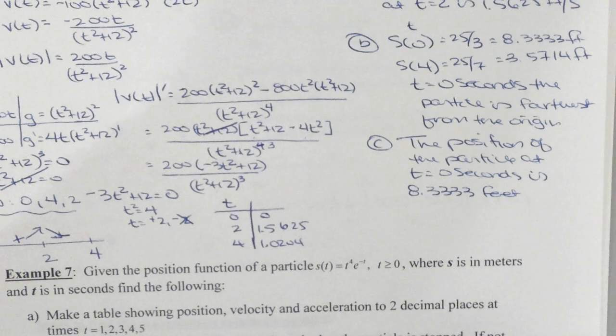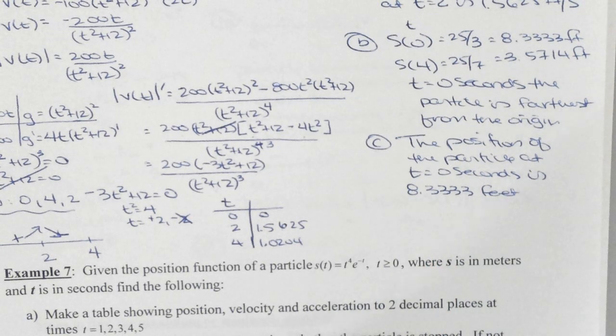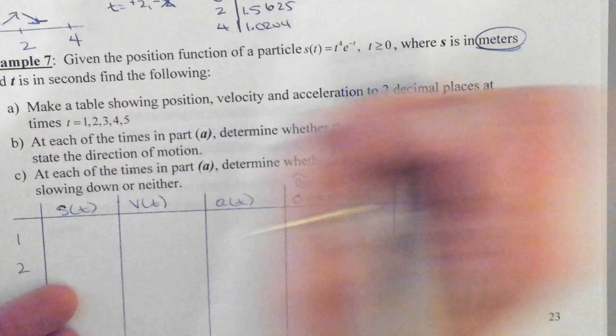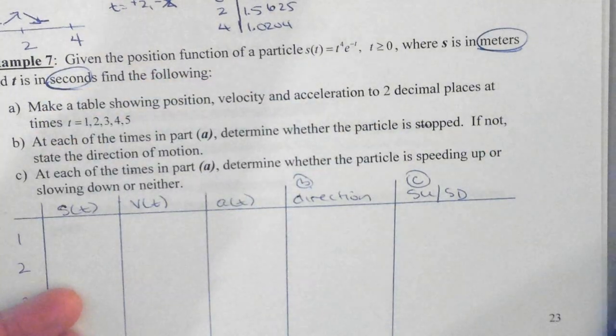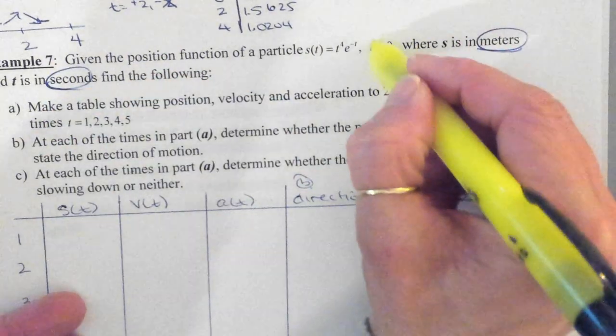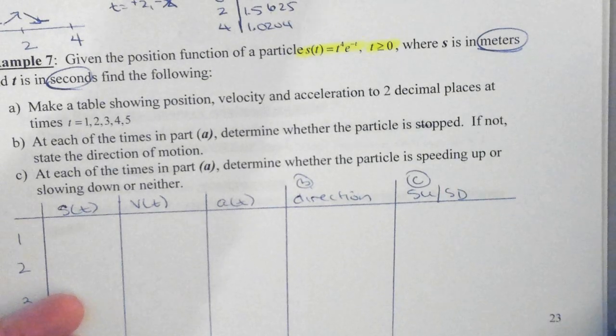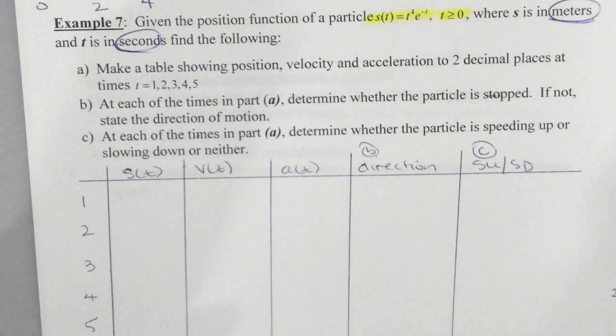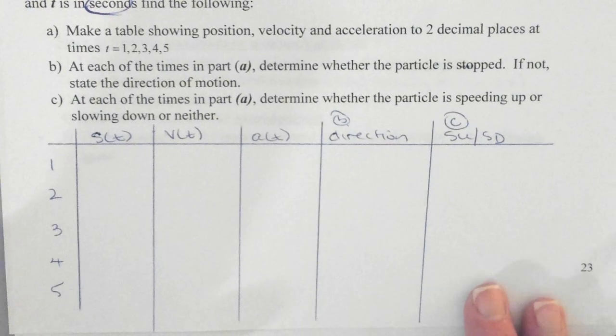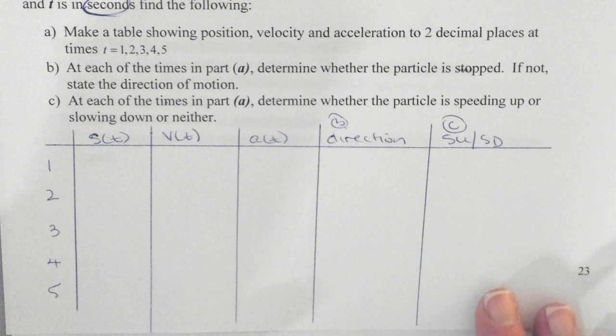In example 7, this is actually going to go kind of quick, and this is a review of what you know. It says, given a position function, which I'm not moving this yet because I know some people are still writing, they give you the position function of the particle where time is greater than or equal to 0, s is in meters, and t is in seconds. So they also tell us that time is greater than or equal to 0. There's your position function. It says make a table showing the position, velocity, and acceleration to 2 decimal places.